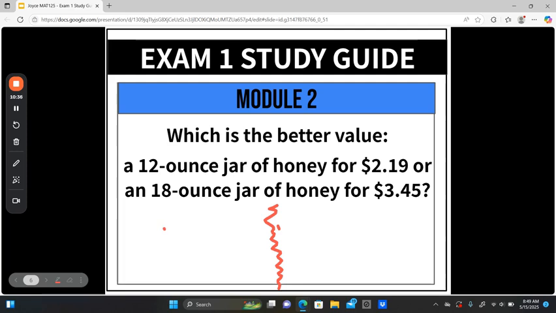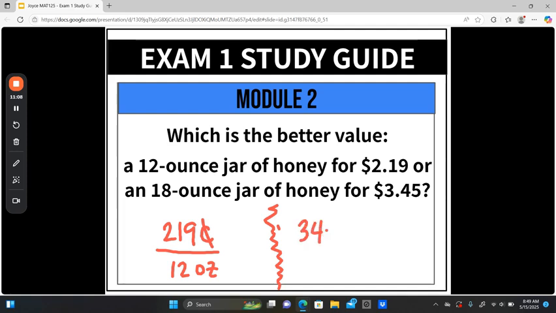So let's start with the 12-ounce jar and we do $2.19. And here I'm not going to do our answer in dollars. Let's make it into cents. So I took out the decimal. So this is going to be 219 cents divided by 12 ounces. This will give us the cost per ounce. And I'm going to set up the same thing over here for the 18-ounce jar. 345 cents. It's the same amount divided by 18 ounces.